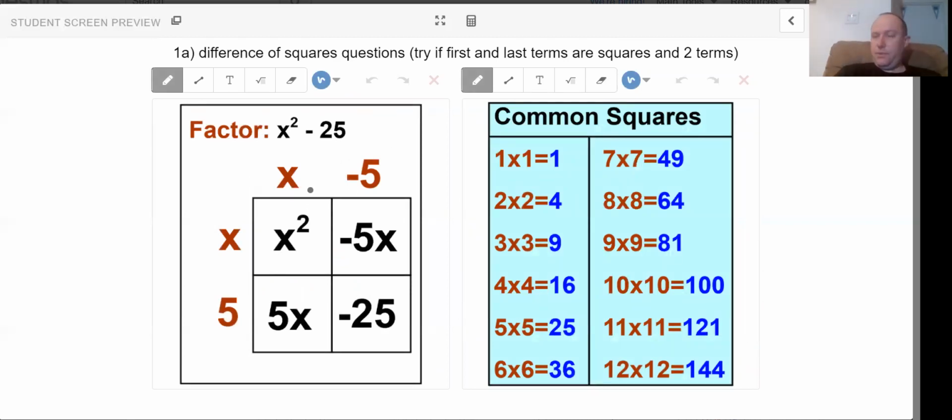So we've done a few difference of squares. We've only done ones that start with x squared. So we know that we're looking for the number that times to make 25. So 5 times 5 is 25. So I have one positive and one negative because I have a subtract here, and we've got that answer.